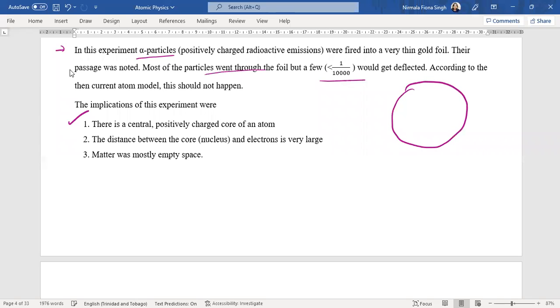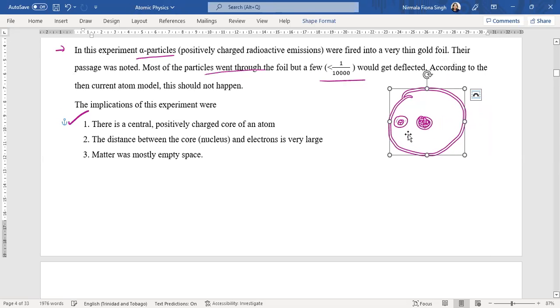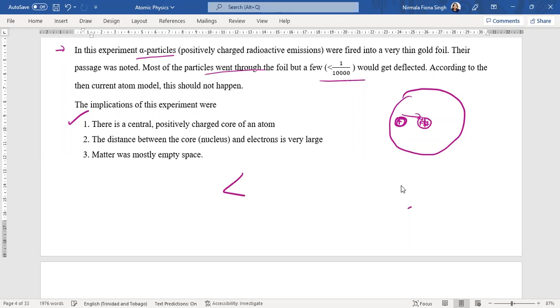Because if this is our atom and we have our positive little nucleus, our little alpha particle will get deflected when it gets close to it, right? So when it comes close to it, it will get deflected. The distance between the core and the electron is very large. That is why they said less than 1 out of 10,000 alpha particles will get deflected.